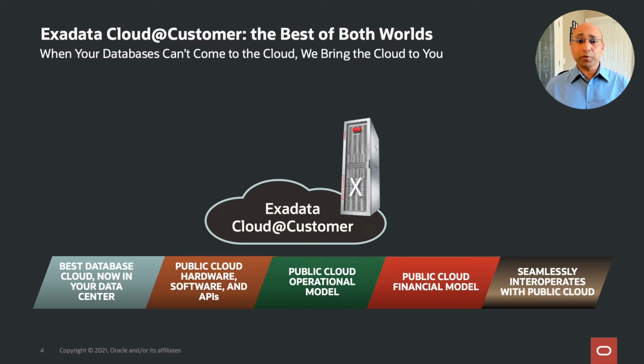So essentially what you get with the Exadata Cloud Customer is the best database cloud now running in the customer's data center with the same public cloud hardware, the software, the same user experience, the same APIs, as well as the same public cloud operational model, where Oracle manages, monitors the underlying Exadata Cloud Customer infrastructure so that the customer doesn't have to do that, as well as the same commercial model, the pay-as-you-go, subscription-based commercial model, so the customer only pays for the resources that they're using.